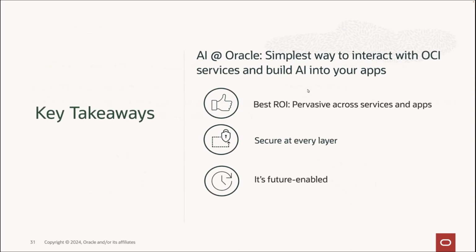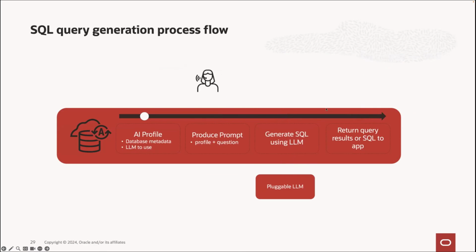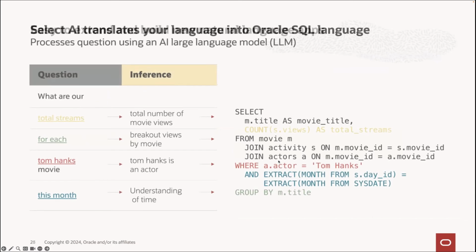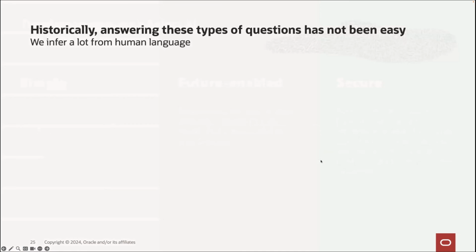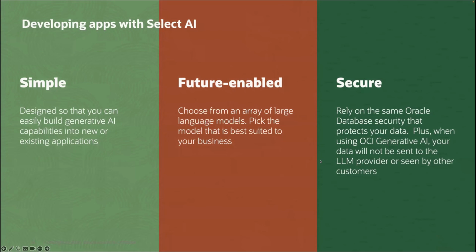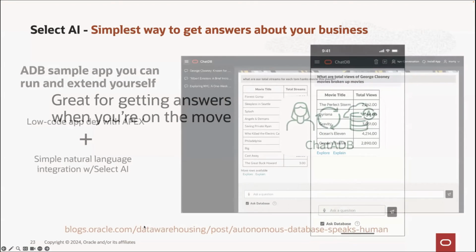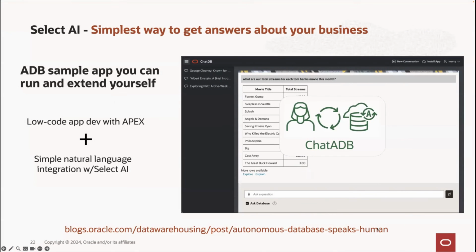Okay, so I'm basically done with this. I don't want to show a demo because we have several demos showing how Select AI works. If you want to run a demo, just go to this link here that says the blog links, Autonomous Database Speaks Human. It will walk you through step by step on how to configure one of these profiles that I mentioned. And you will be up and running in no time. It's super, super easy to configure Select AI.